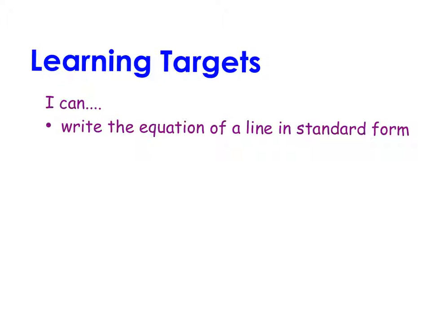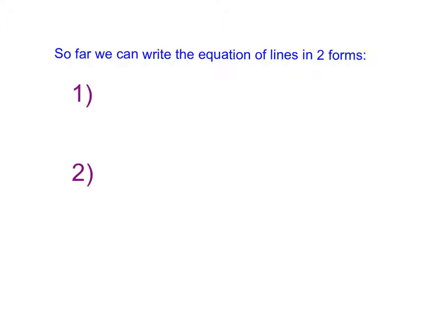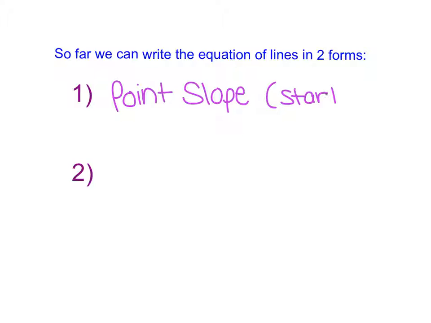In this video, we're going to write the equation of a line in standard form. So far, we can write the equation of a line in two different forms. The first form that we started with is point-slope form. And remember, this is where we always start when we're writing the equation of a line.